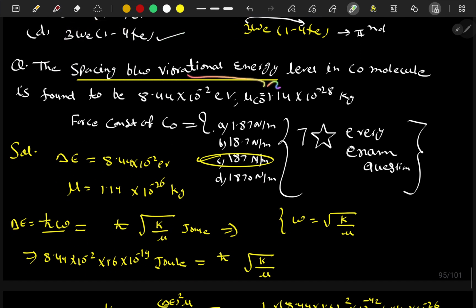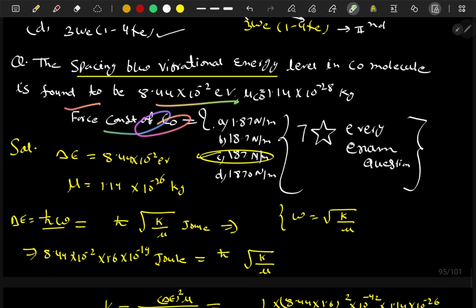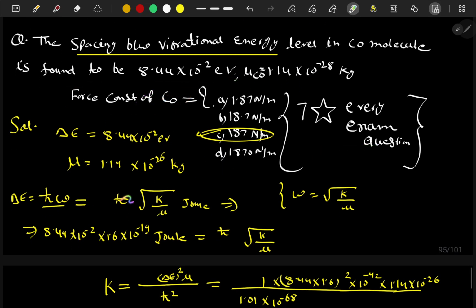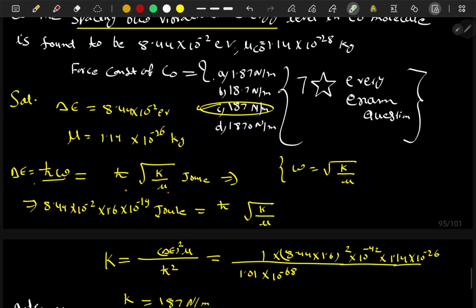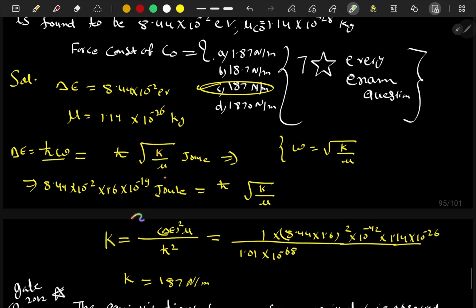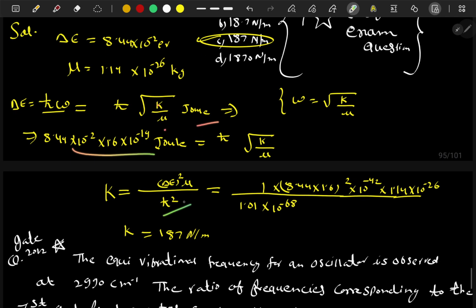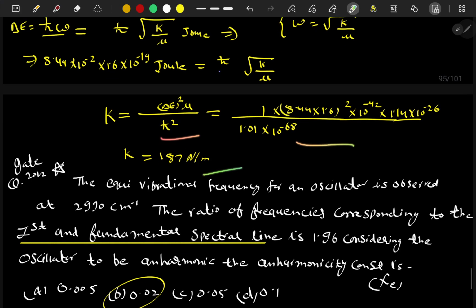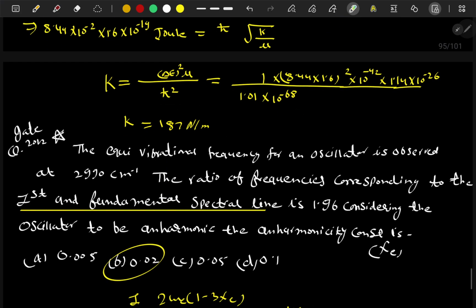The spacing between vibrational energy levels in the carbon monoxide molecule is found to be this; the force constant we have to calculate. Every exam asks this question. So we know that delta E equals h cross omega, equals h cross root k upon mu, in joules. Just put in the values and you have k equal to delta E squared mu by h squared. Just solve it. It comes to 187 Newton per meter.